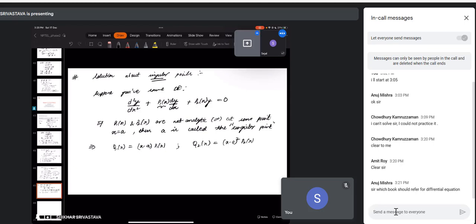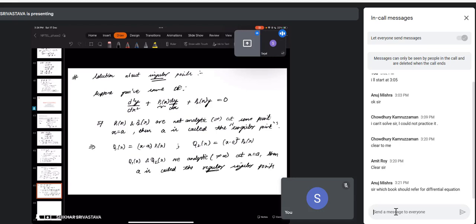If you calculate these quantities, x minus a times p1x and x minus a whole square times p2x, and if q1x and q2x are analytic, meaning they are not equal to infinity at a, then a is called a regular singular point.